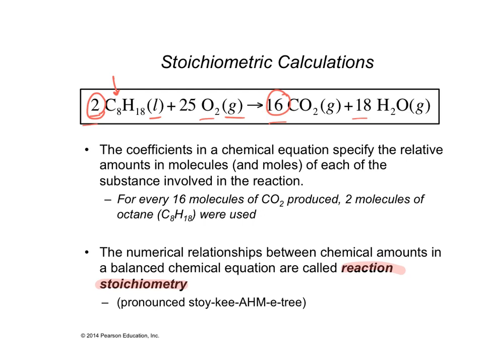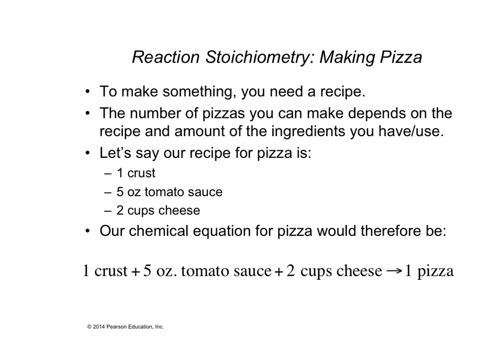Okay, so now, chemical reactions, right? Chemical reactions are a lot like cooking, okay? So we're going to utilize a little analogy to try to explain what I mean by stoichiometry. If you want to make something, you have to have a recipe, right? So let's say you want to make a pizza. What do you need to make a pizza? What's number 1? Crust, right? Let's say you want it to be cheese pizza, nothing else, right? So what else do you need? You need some sauce, okay? And then you also need some cheese, okay?